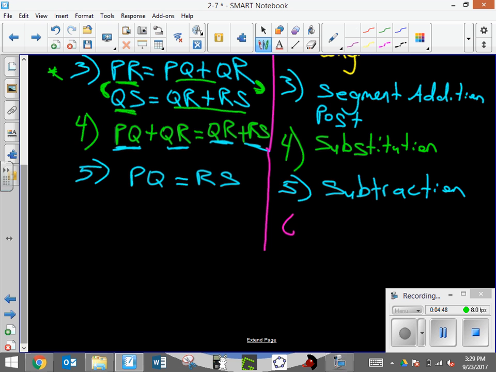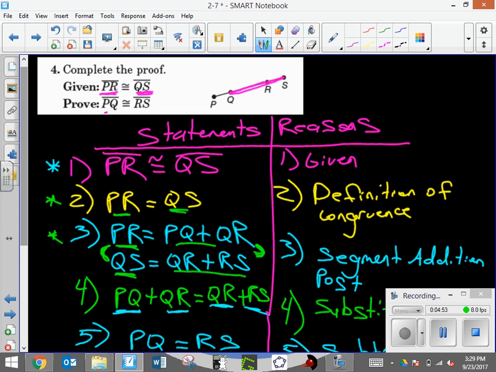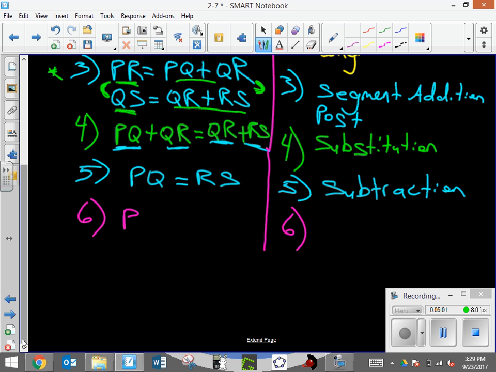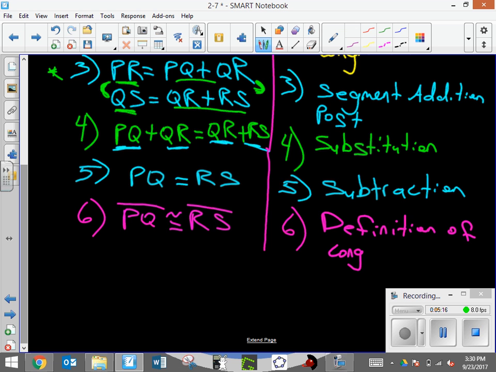And I'll go back up to the top here. We're very, very close now. I've got PQ equals RS, which is what I wanted, except instead of equals I want congruence, so we're going to change it one last time. We're going to state then that PQ is congruent to RS. And we can change that back again because of the definition of congruence. And that's the finished product of our proof. I got from my given to what I was actually trying to prove.